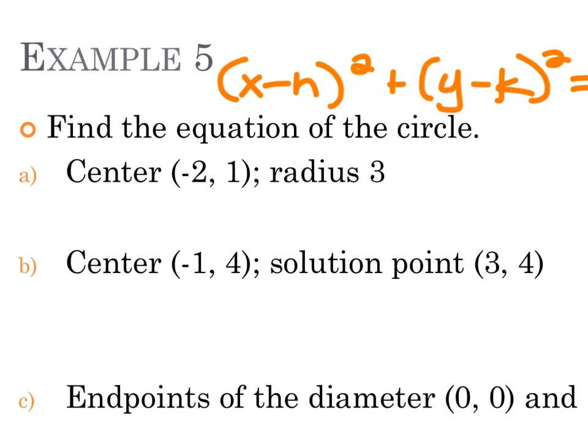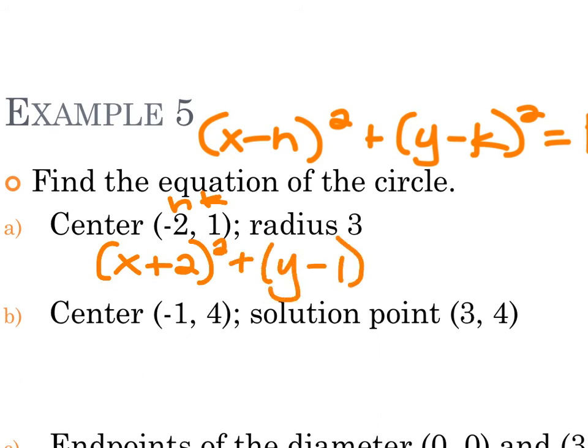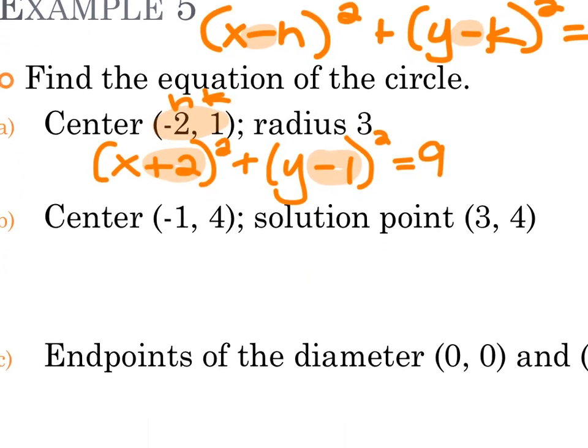So for A, the center is (h, k), so I just plug that in. X minus a negative 2 becomes x plus 2 squared, plus y minus k, k is 1, so y minus 1 squared, equals r squared, in this case would be 9. So notice that from the center to the equation, the signs are different, because in my initial standard form, it's minus. So minus a negative is going to go back positive, and minus a positive is going to stay negative.